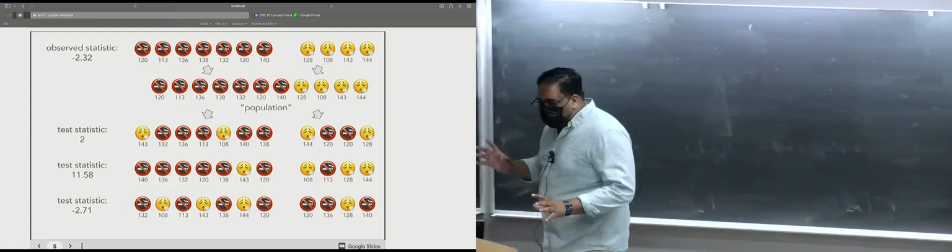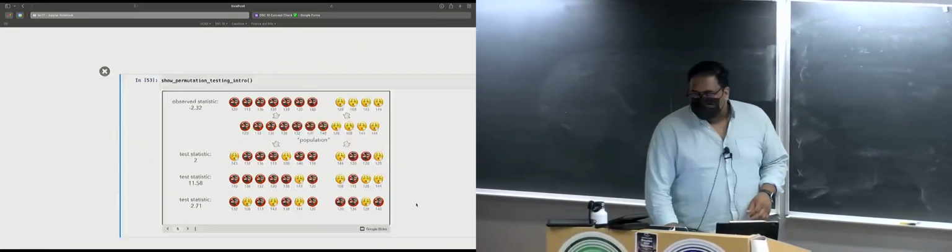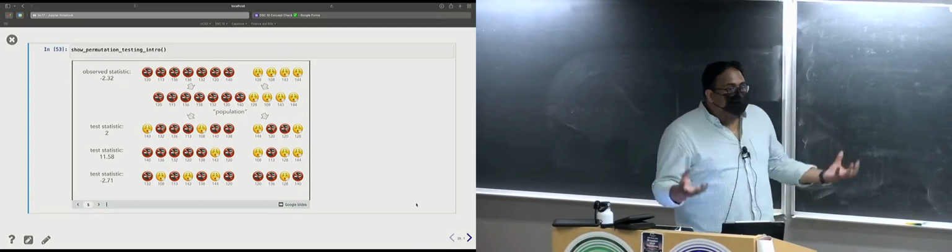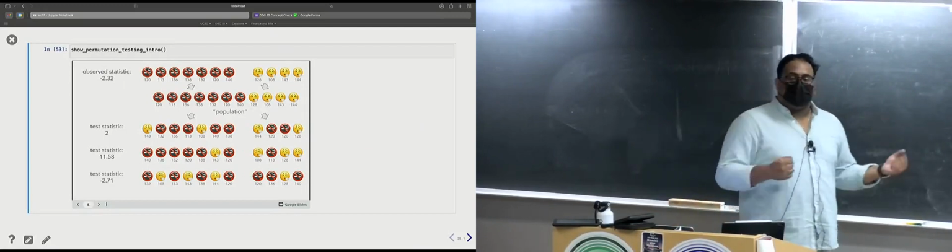Okay, it's a weird idea. This is probably one of the most confusing ideas in the course. But we're using this trick to generate new data under the null hypothesis.